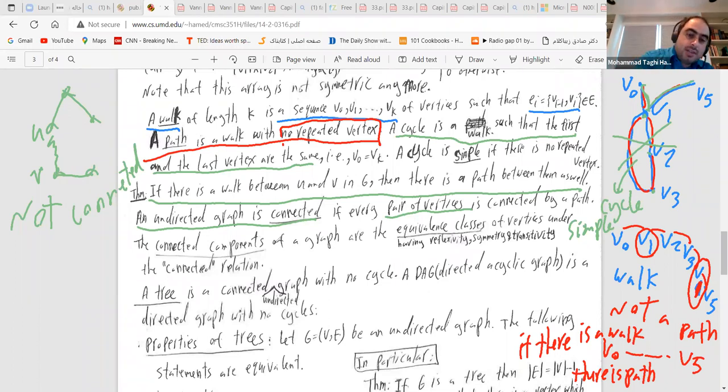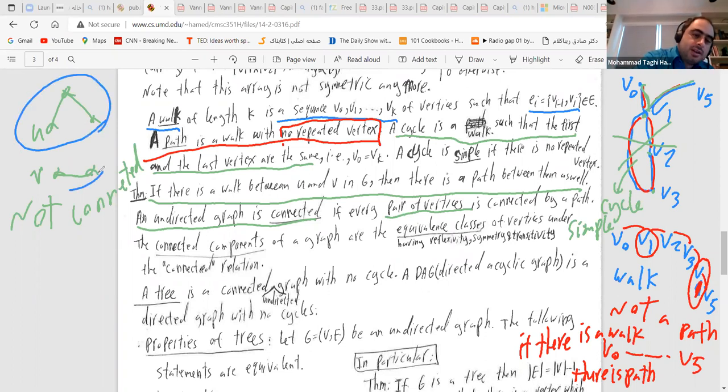If we talk about connected components, what are the connected components? If you consider the previous case, where there is no edge between them, then we have two connected components.